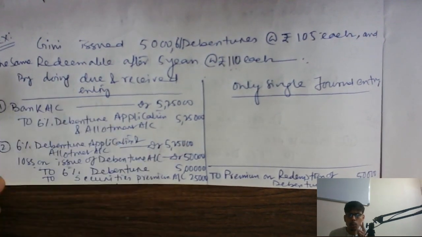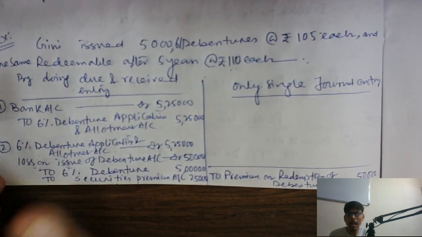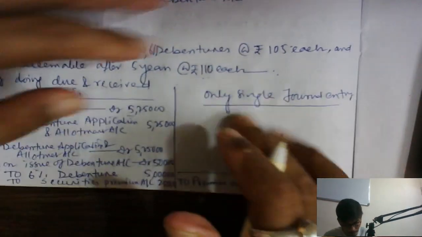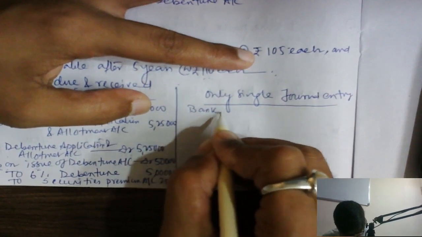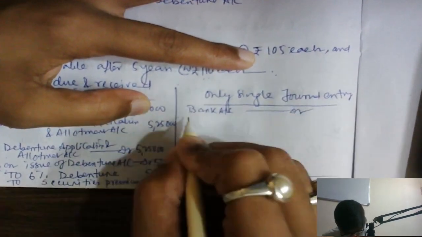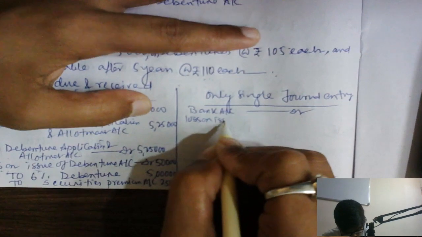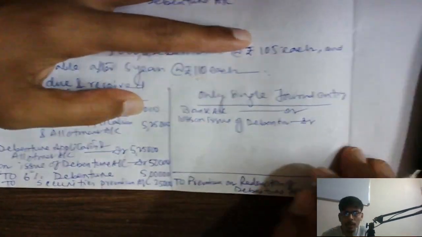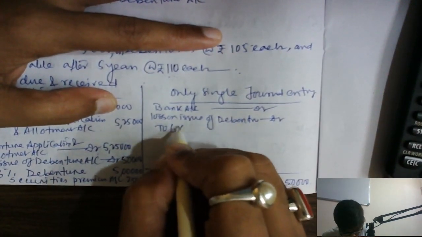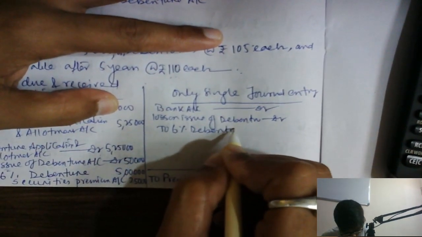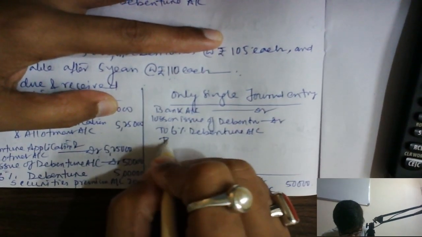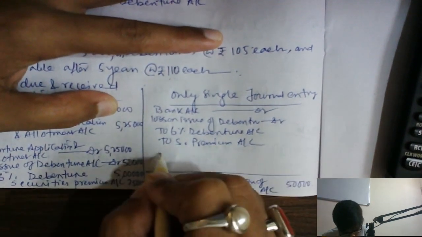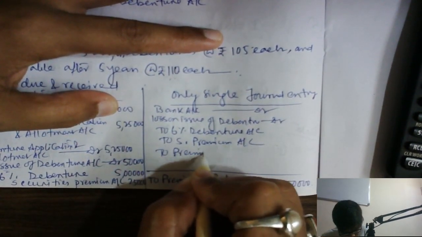So these are the two entries we made simultaneously, regarding the application allotment money received and then the due entry. Now what we are going to do is make a single entry of that. See, bank account debit, loss on issue of debenture debit, to 6% debenture, to securities premium, in short form, to premium on redemption of debenture.